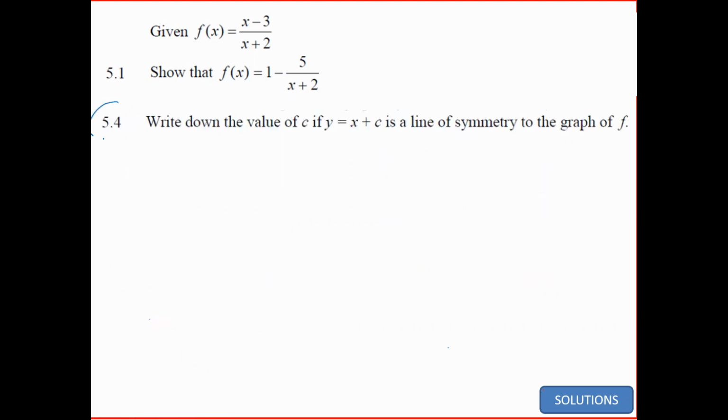Okay, we're on 5.4. Write down the value c if y is equal to x plus c is a line of symmetry to the graph of f. So they want you to find the axis of symmetry. And they already gave you the gradient to be 1. So we got y is equal to 1x plus c. What do we substitute into this equation?